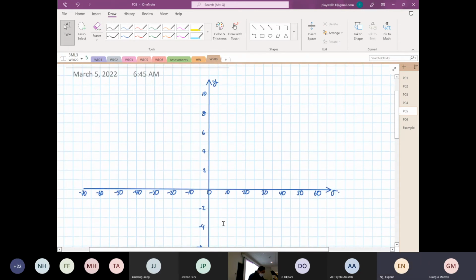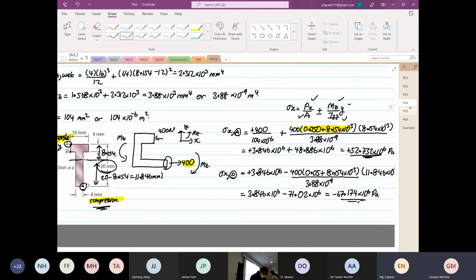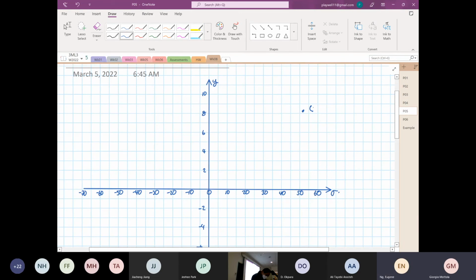Okay. So we know that at 8.154, we have a tensile of 52.732. Okay. So sketch. 8.154 is somewhere around here, and then we have a 52 point. So 52. This is just an eyeball sketch. Okay. So we have our tensile. Let me look at our tensile. 52.732. Okay. So 52.732, and then we have 8.154.